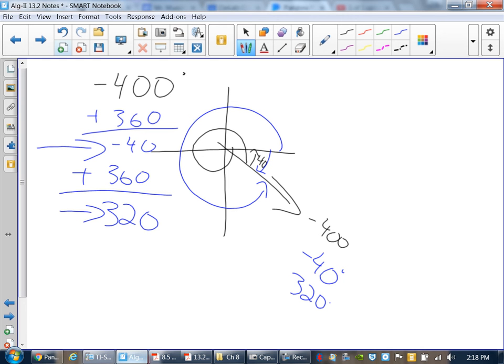That's the weird thing of this, being able to place stuff. What if it was a really big positive? Then you just keep subtracting until you get within the first positive number between 0 and 360. So if you start at 900, subtract out 720, you're at what, 180?